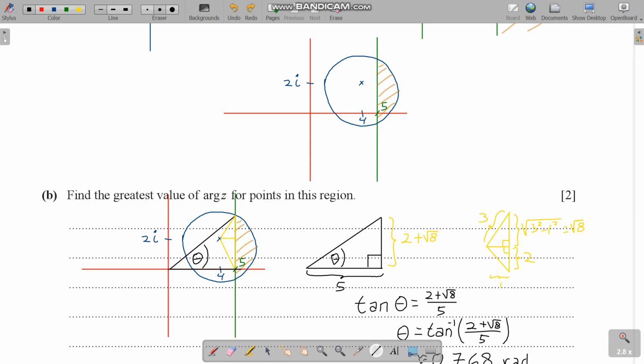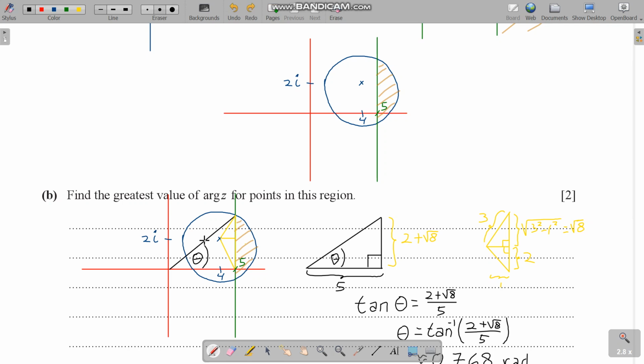Now the argument of z is the angle from the positive real axis to z. So the angle starts from around here, which is a negative angle, and so on. This is a positive angle, because we are finding the greatest, it'll be around here. So this is the greatest argument of z.